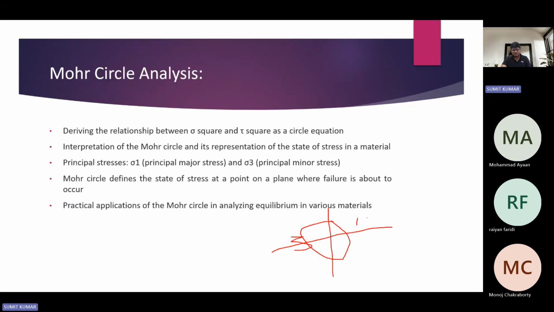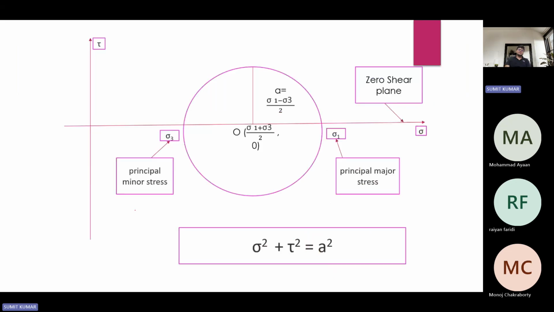I'm not going to draw sigma. So this principal stress sigma 1 is the principal major stress and the sigma 3 is the principal minor stress. The Mohr circle defines the state of stress at the point on the plane where the failure is about to occur. Talking about its practical application, the Mohr circle will help in analyzing the equilibrium in various materials. Now, over here, let me explain each term one by one related to Mohr circle.